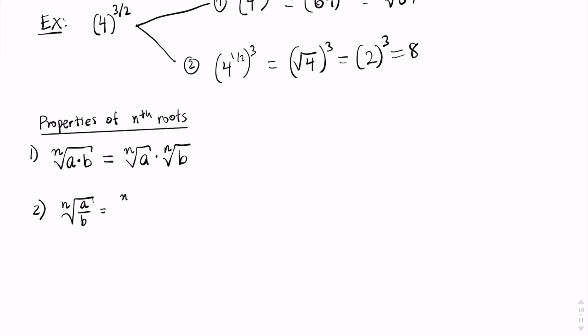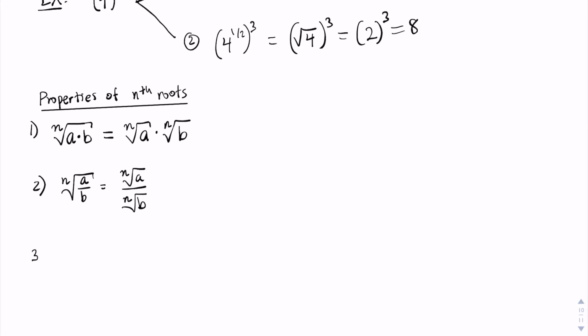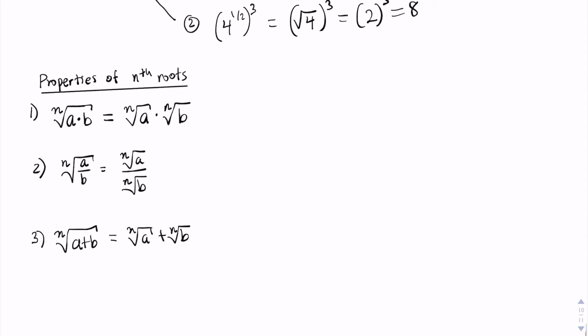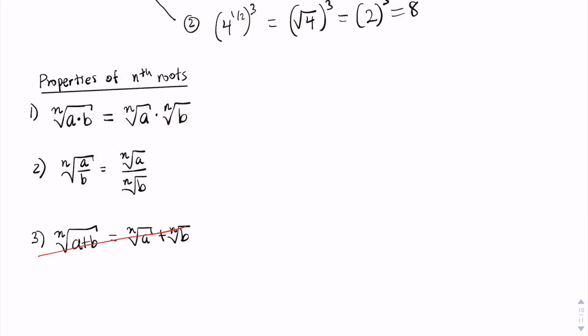This is nothing more than the nth root of a divided by the nth root of b. That's perfectly fine. Number three, can you do this? The nth root of a plus b equal to the nth root of a plus the nth root of b. Can you do this? No. You can't do that. That's not going to be a rule. So we have to cross this out.